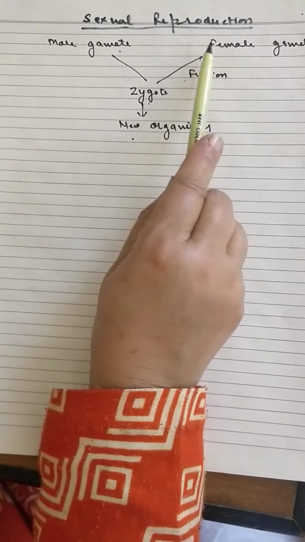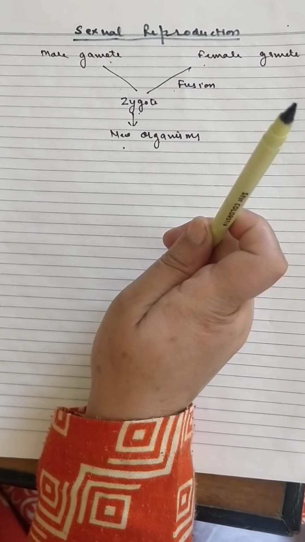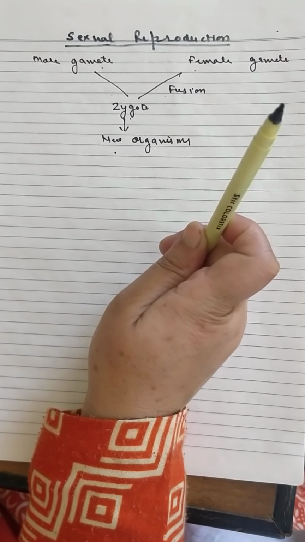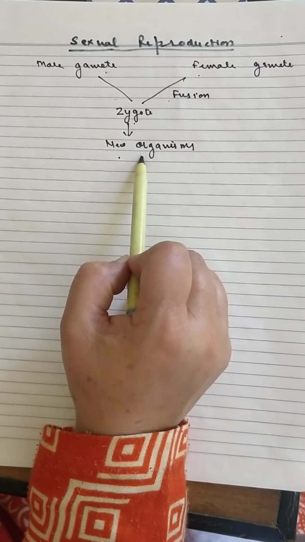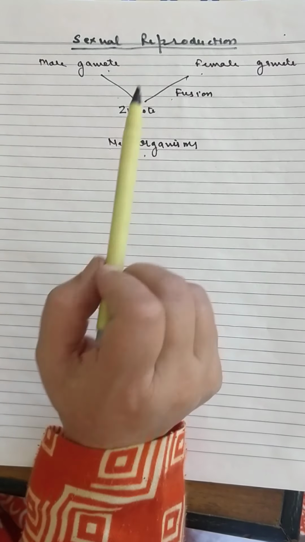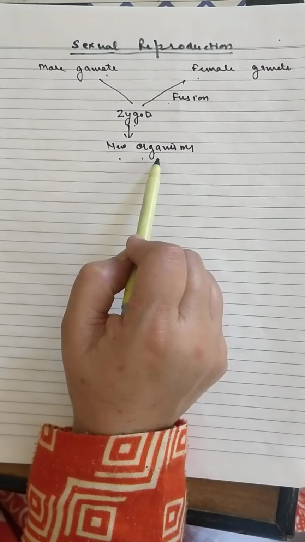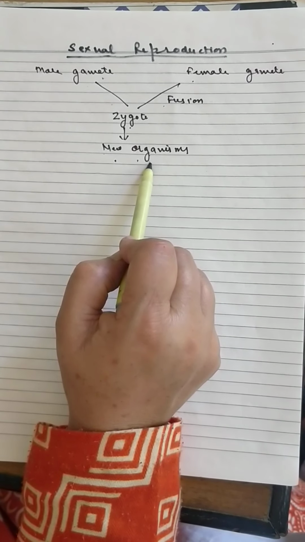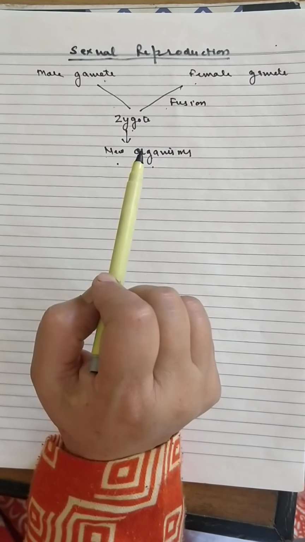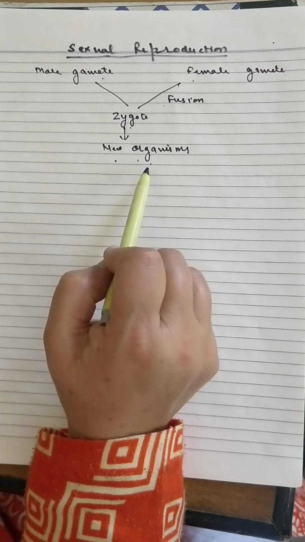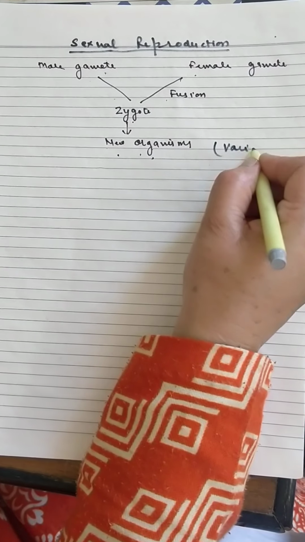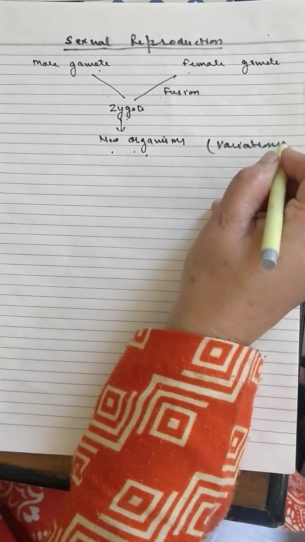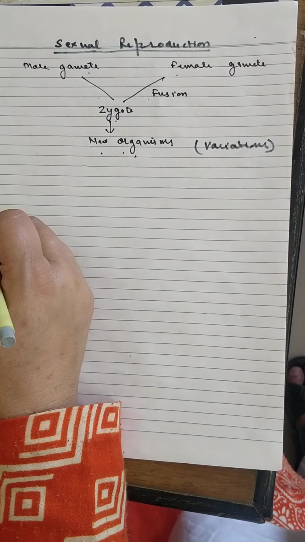These gametes may be produced by one individual or different individuals. Because the new organism is formed by two different individuals, it is not identical to its parents. It is similar but not identical. There always occur variations, meaning some changes occur in the organism.